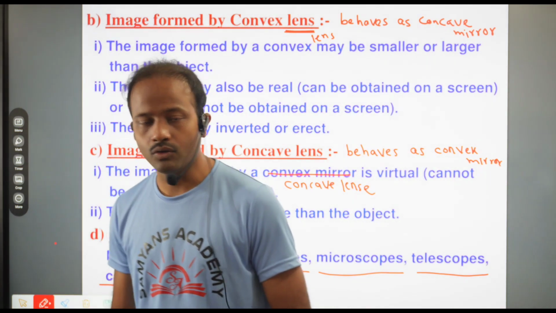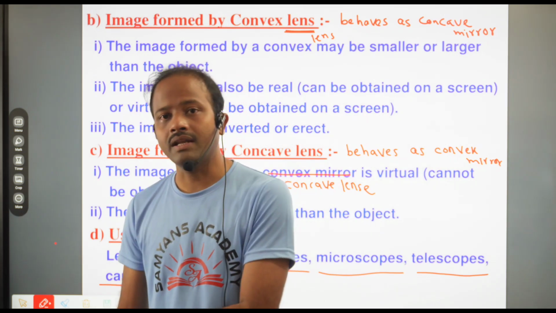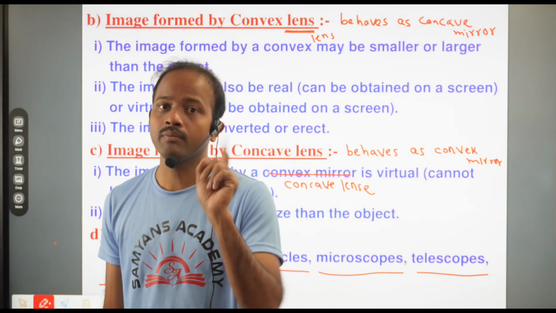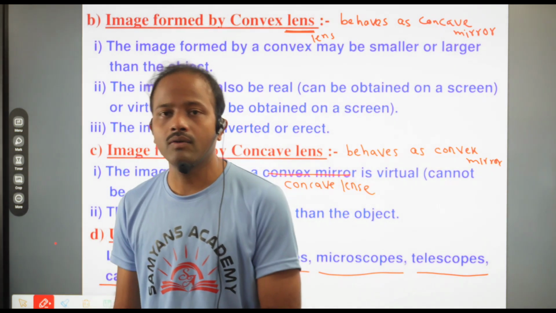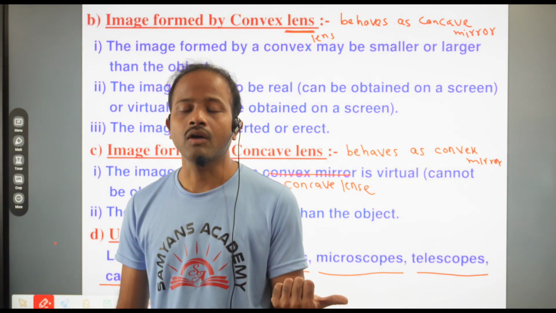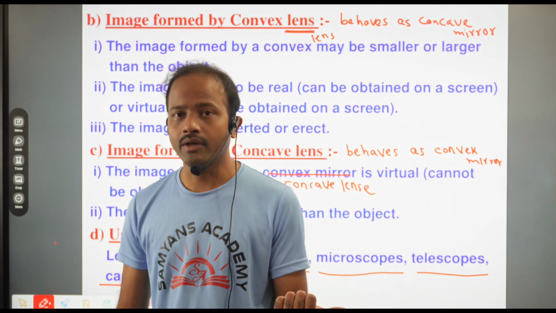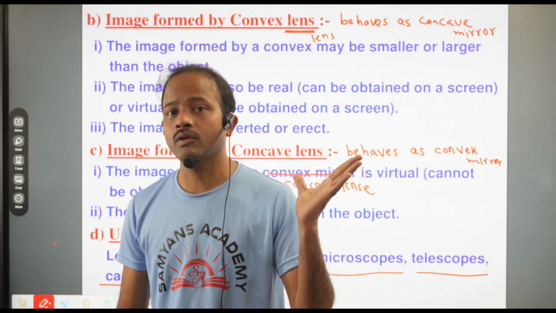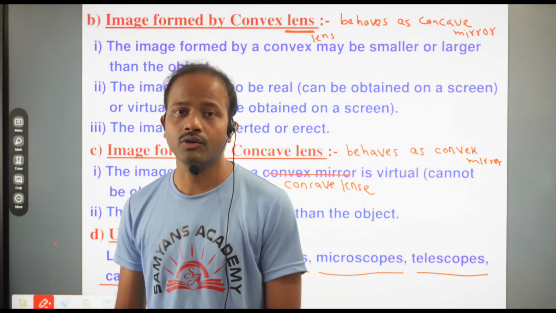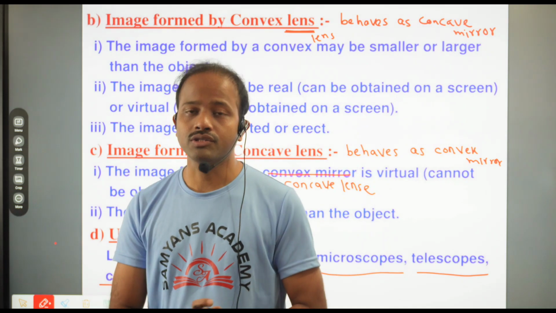Remember, don't get confused. Convex lens behaves as concave mirror. Concave lens behaves as convex mirror. Okay, you use concave mirror. Who can use the concave mirror? A dentist can use the concave mirror to see the enlarged images.